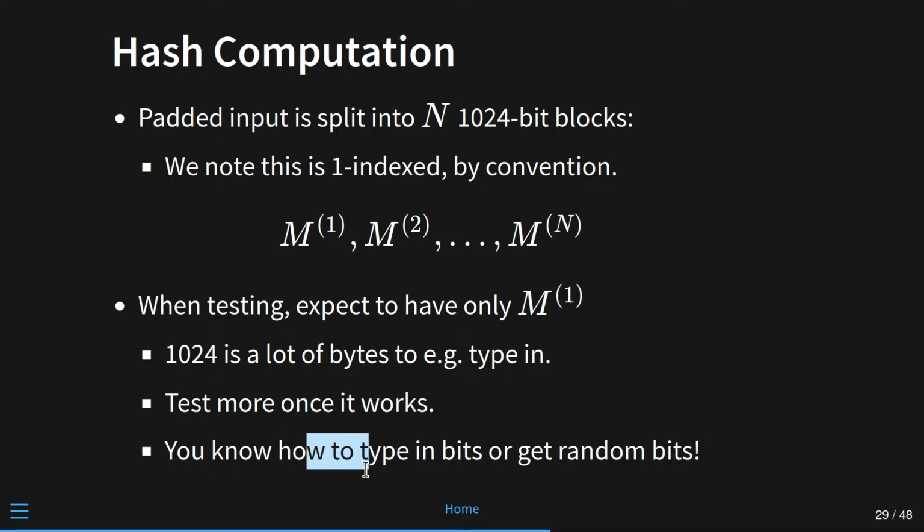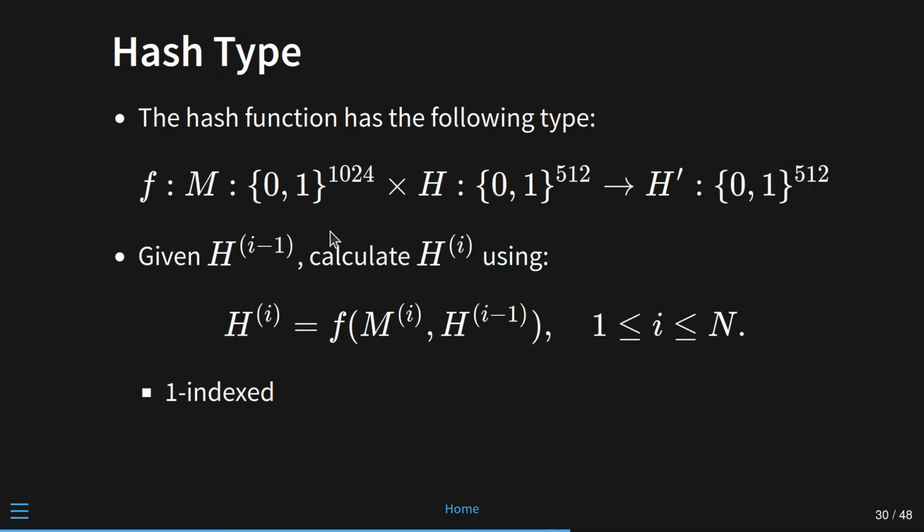My claim is that you know how to do this already. Okay, here is the type of our hash function. We are going to take a message chunk that is represented in binary of size 1024. So I am not saying this is an integer, right? I'm saying this is an ordered collection of bits. Then we're also going to take some h value. This is sort of our initial offset. That is going to be of size 512, and this is going to produce an h prime, which is also of size 512. So I take 1024 bits of information, 512 bits of hash, and I get out 512 bits of hash.